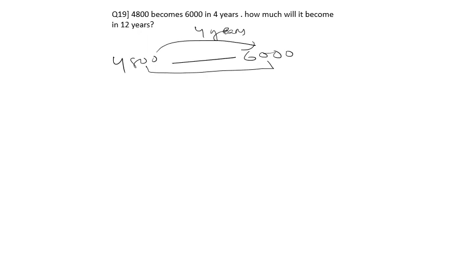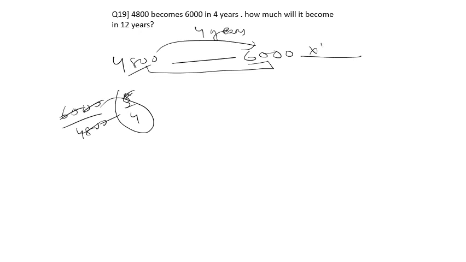In CI, ratio remains same, guys. The ratio of this and this part will be maintained. So 6000 by 4800, the ratio is 5 by 4. So this ratio will be maintained. Ratio will be maintained in every 4 years. So this into 5 by 4, this is coming out to be, guys, how much?